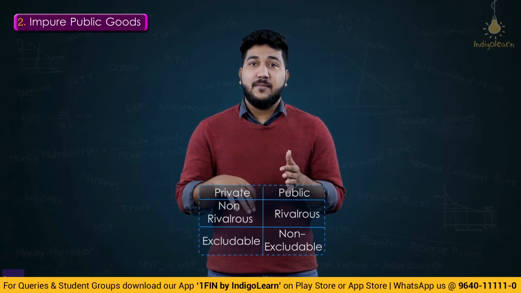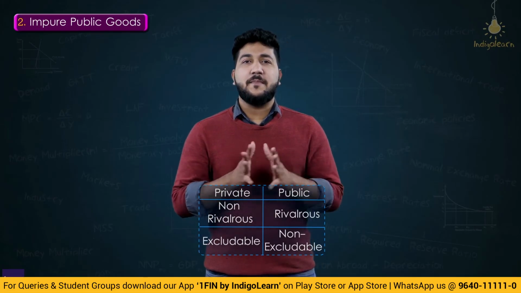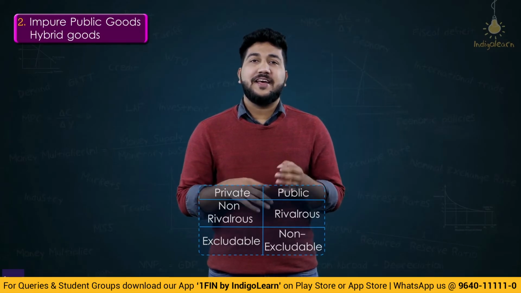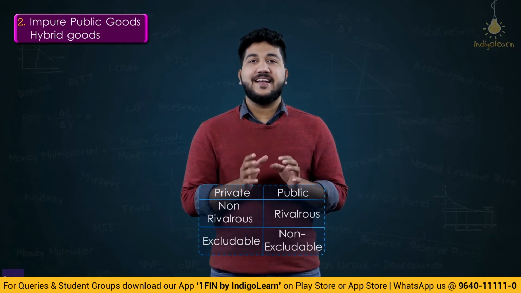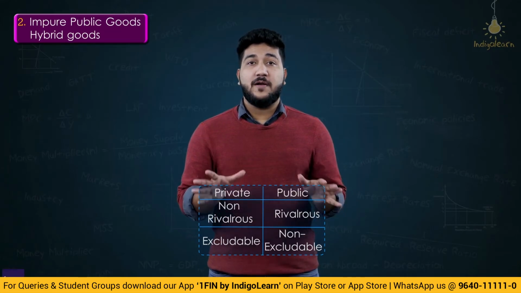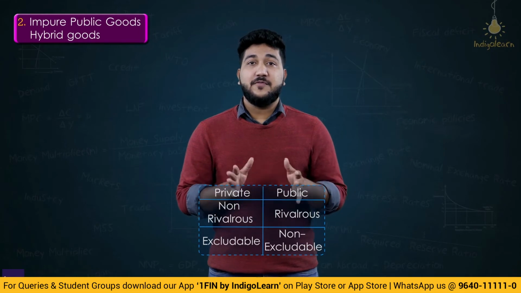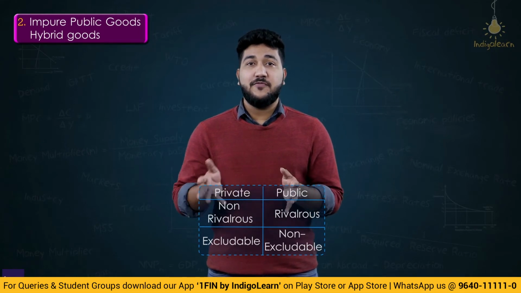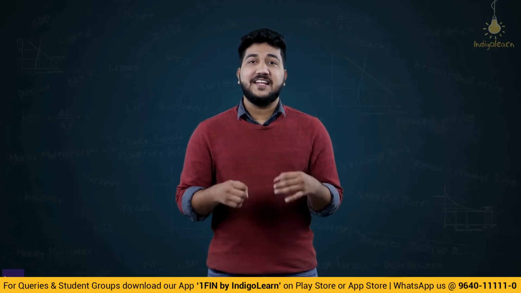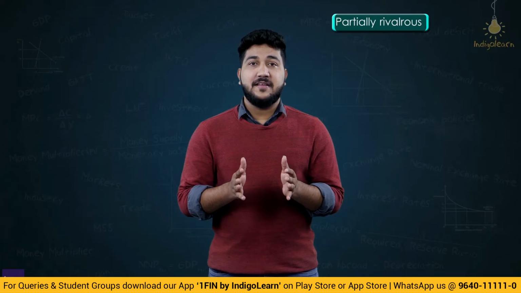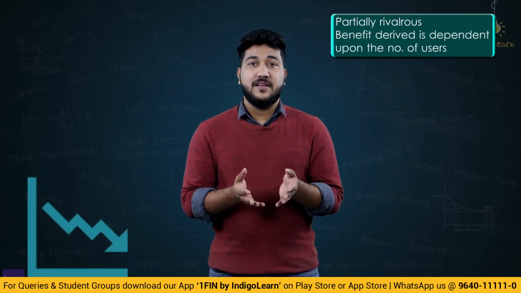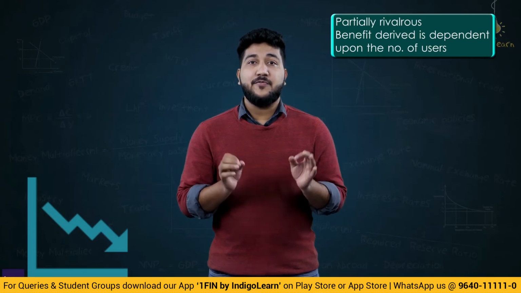Now let us learn a little bit further into it. These impure public goods are called hybrid goods as well. They are called hybrid goods because they possess the characteristics of both private goods as well as public goods. Now we know what public goods are, what private goods are. So we should understand hybrid means the mixture of both. Now we have to understand here that they are partially rivalrous, which means the benefit received by consuming these hybrid goods depends upon the number of users.